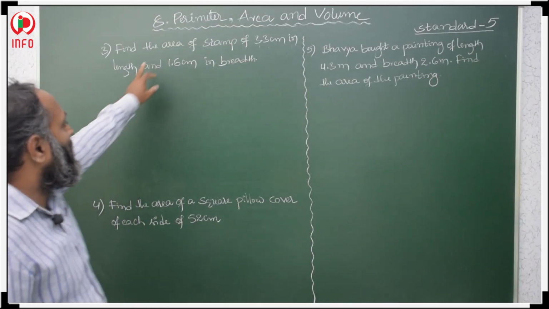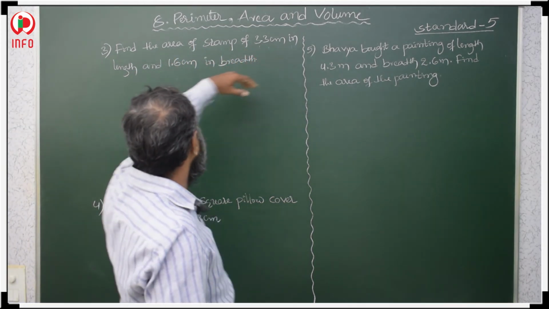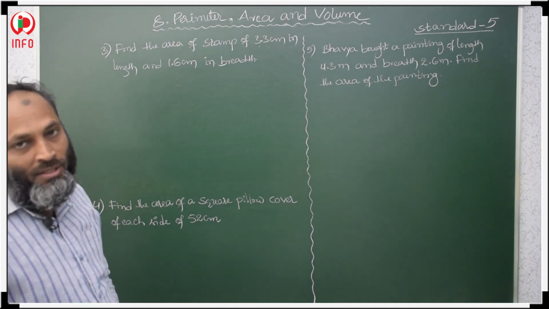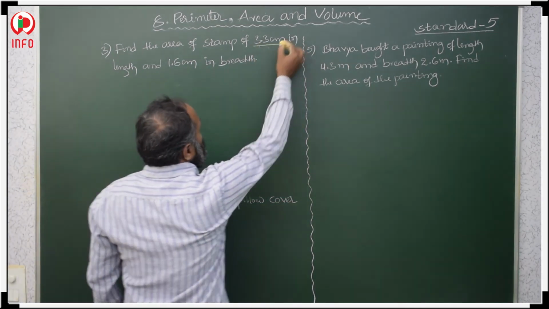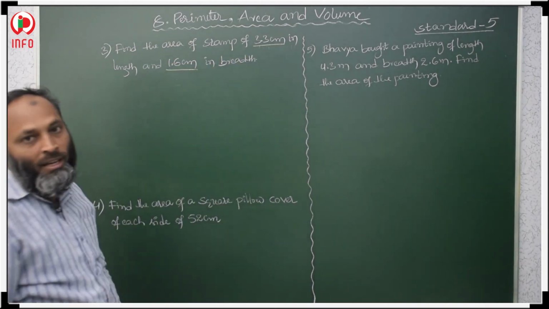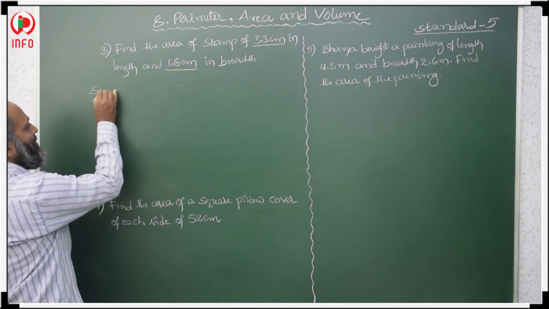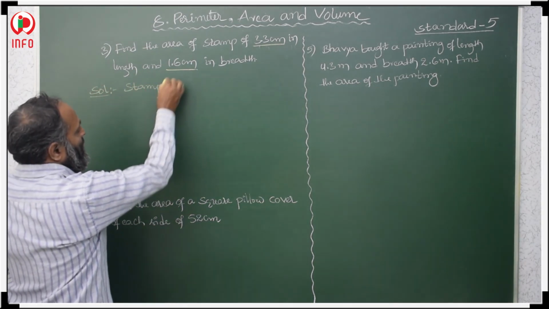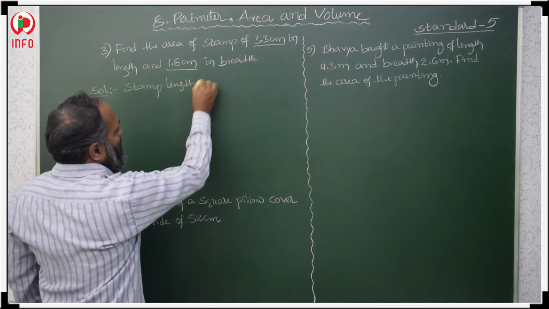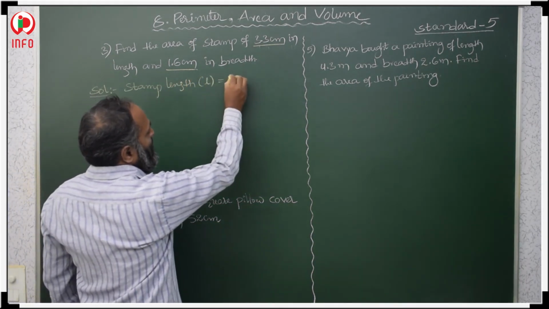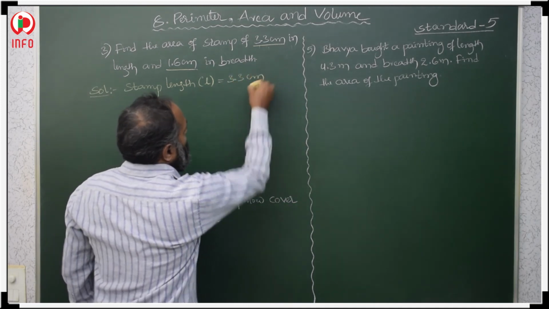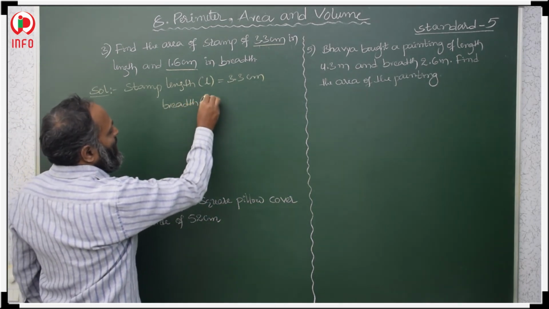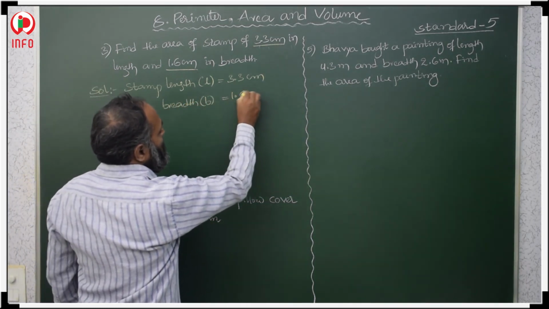Now, here find the area of a stamp of 3.3 centimeters length and 1.6 centimeters breadth. We have to find area of the stamp. So, stamp length is given, stamp breadth is given. So, we have to find area. First step, what is stamp length? Stamp length is 3.3 centimeters. Stamp breadth is equal to 1.6 centimeters.